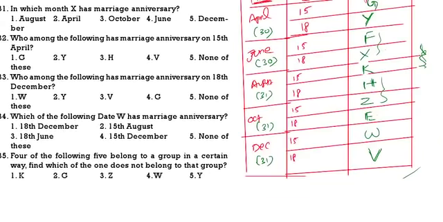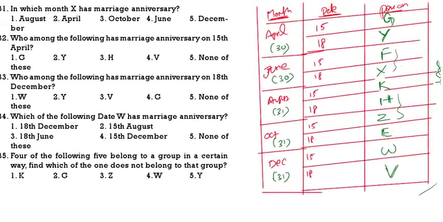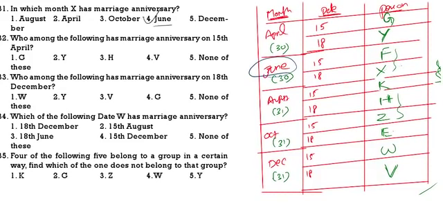First question. In which month does X have the marriage anniversary? X is this one. The month is June. June is the correct answer. Then who is having the marriage anniversary on 15th April? G. Who is having it on 18th December? V. On which date does W have the marriage anniversary? December 15th.